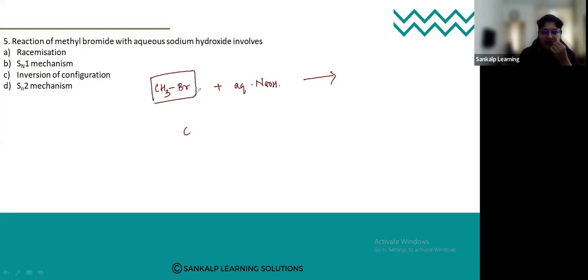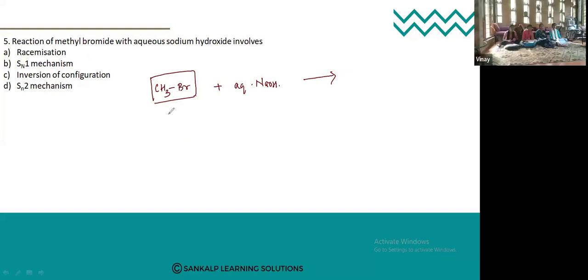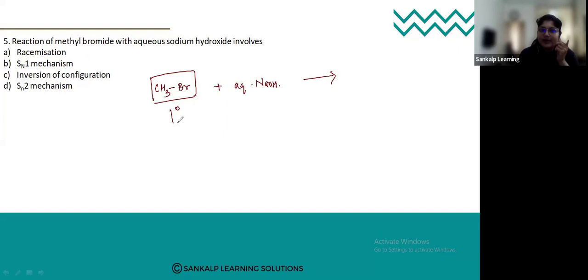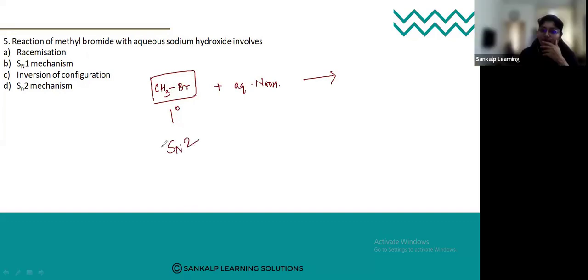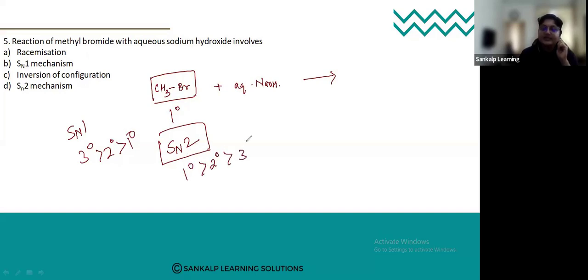What type of alkyl halide is this? Can you tell me, primary or secondary? Primary. Do you know what type of mechanism a primary halide will undergo? SN2, right? SN2 mechanism. For SN1, in terms of carbocation stability, tertiary is more stable, then secondary, and then primary. In SN2, the order is primary greater than secondary, and then tertiary.